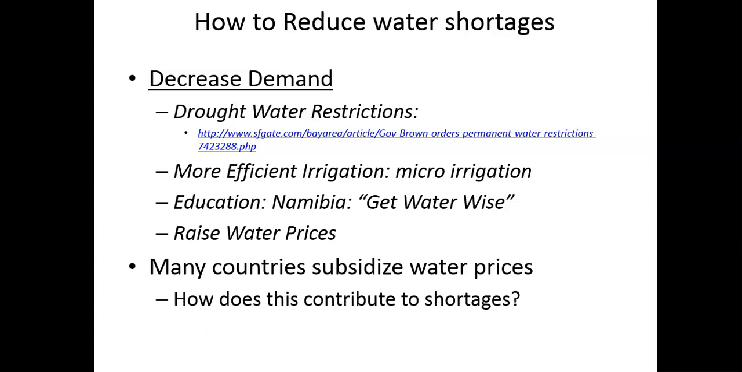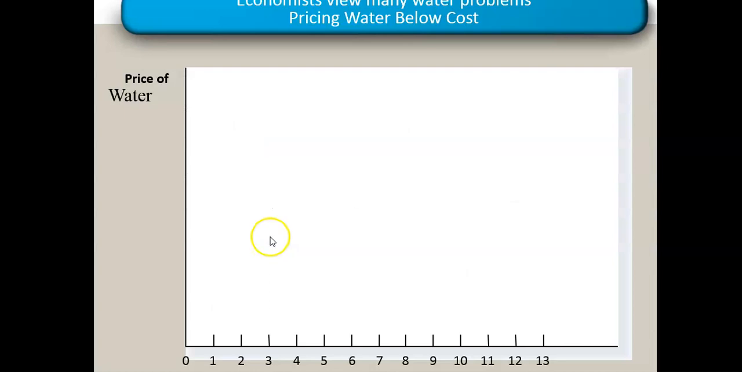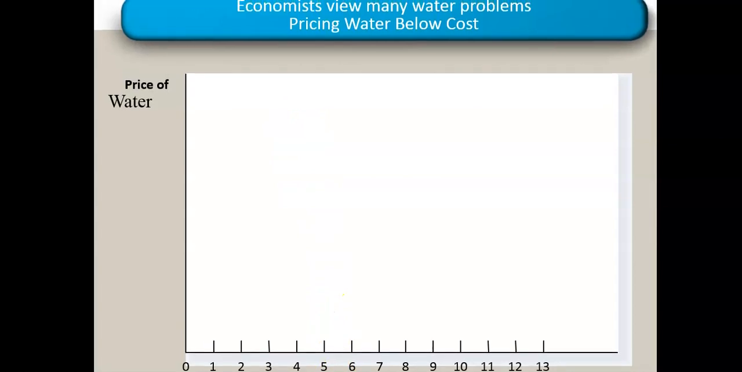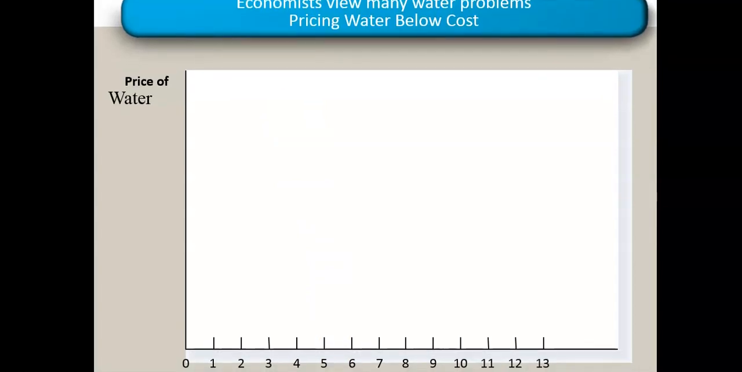Now, the reality is that many countries, including ours, subsidize water prices. They don't charge people the full price of the water that they're using. So if you get your water through a public utility, the amount you pay in your water bill, per month, per quarter, however that's billed to you, often is not covering the full cost of that water. It is being subsidized. So how does that contribute to shortages? Well, let's think about this in terms of supply and demand. This just says economists' problem with water, pricing water below cost.